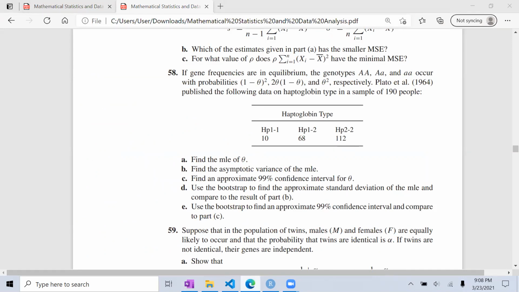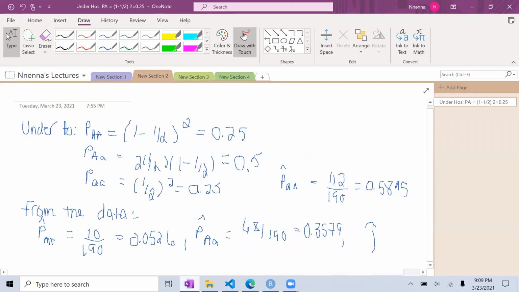And for the last one, you can almost see something's a bit suspicious, right? Because when you look at the actual last outcome, it's quite high, right? So 112 out of the 190 outcomes is little aa.